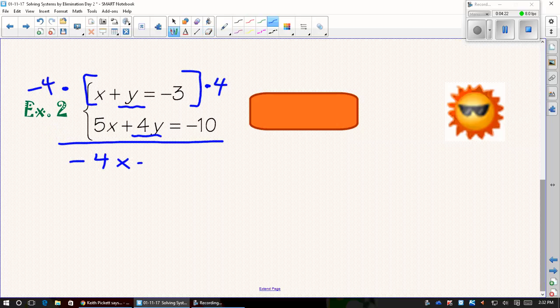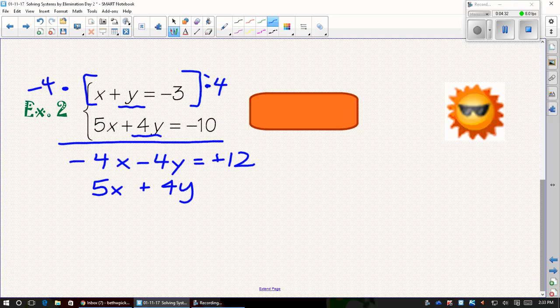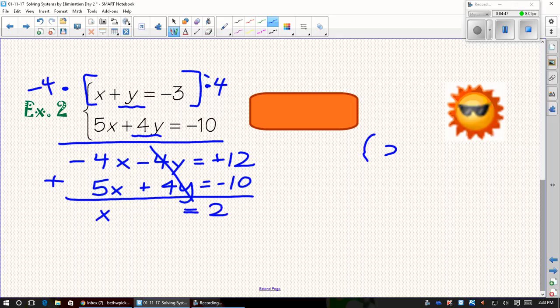So negative 4x minus 4y equals positive 12, and 5x plus 4y equals negative 10. Now I'm ready to add them together because these make 0 and that variable will be eliminated. So that'll give me x equals 2. That's half of my answer.